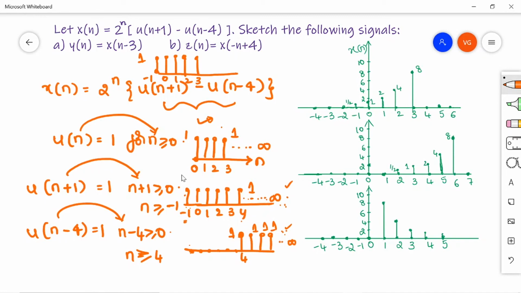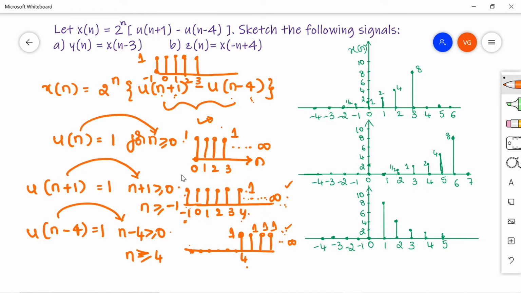Here, I'll explain you one tip here. See here. u of n plus 1 minus u of n minus 4 means the signal will extend from minus 1 to 3, because at 4 you will be getting 0 only. Right? At n is equal to 4 you have an amplitude of 1 in both. So, how to get these limits? The upper and lower limits.